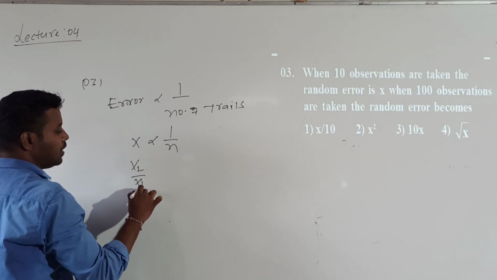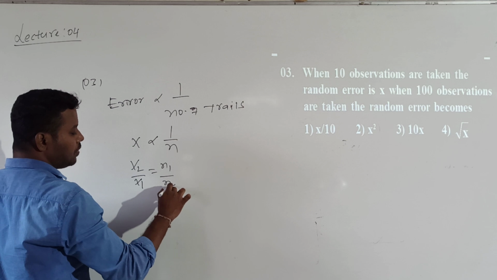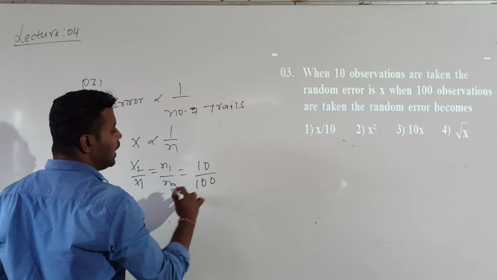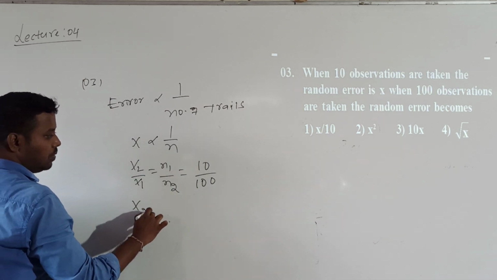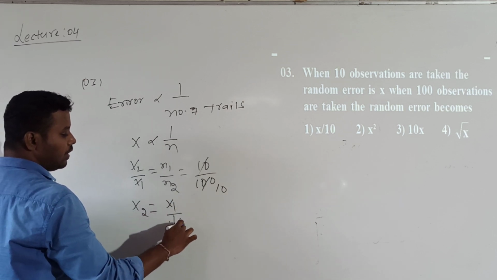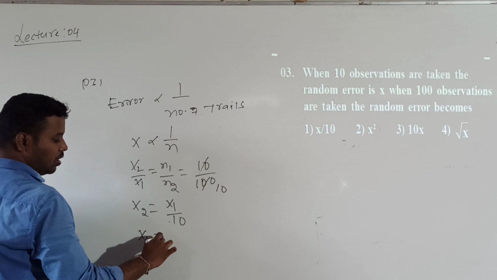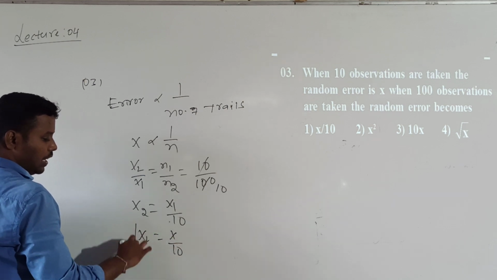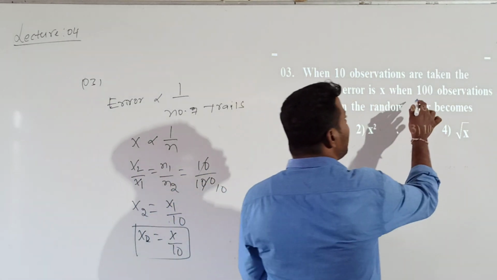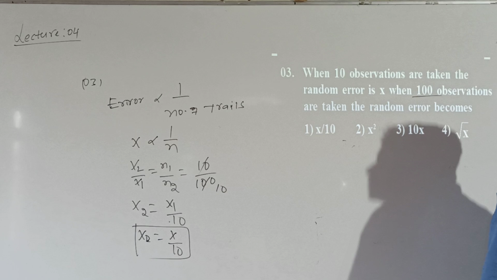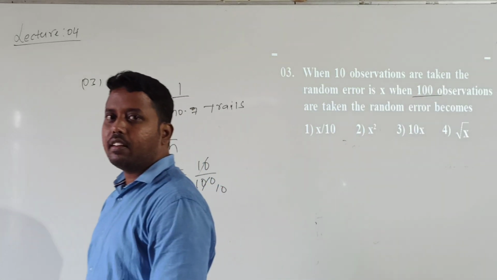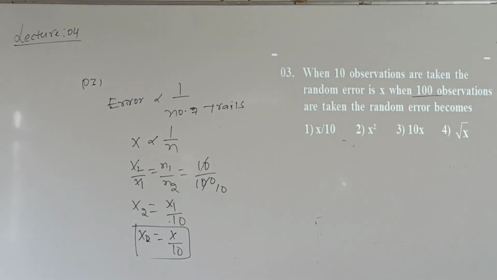So x2 by x1 is equal to n1 by n2. Initially how many tries are there? 10. Finally how many tries are there? 100. So x2 is equal to, 10 ones are 10, 10 tens are 100, so x1 divided by 10. Then x2 is equal to x1, given as x, divided by 10. Understood? So what is x2? The error when 100 observations are made. When 100 observations are made, the error will be reduced. It will become x by 10. So this is question number 3.